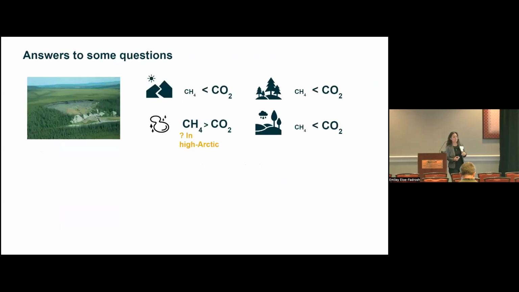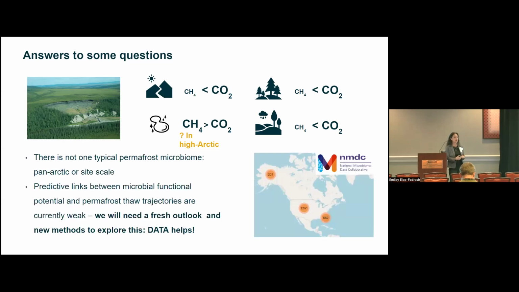So, to challenge the thoughts on it a little bit: in most of the places, there is a chance that all of these populations and their interactions with the environment are probably going to release more carbon dioxide than methane, and maybe in some places, methane production is going to overcome the carbon dioxide. But something that we learned is that there's not one typical permafrost microbe that we can learn and assume throughout the landscape, whether it's pan-Arctic or site scale.